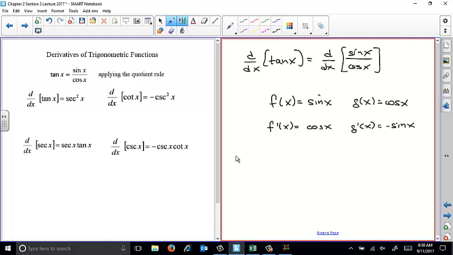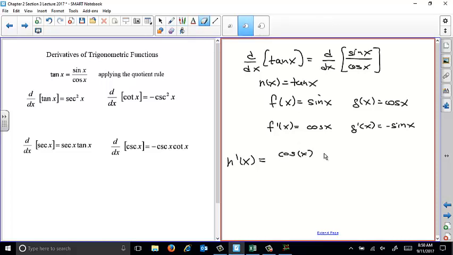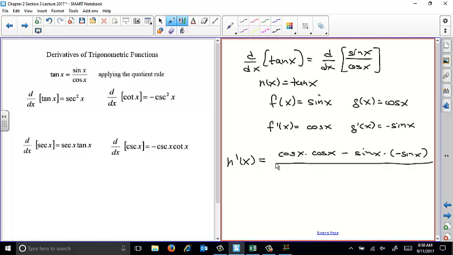So let's call, in this case, h of x the tangent of x. So h prime of x is going to be f prime of x, I don't really need the parentheses, so I'll take that out, f prime of x times g of x minus f of x times g prime of x, all divided by g of x squared. Okay, so there we go.